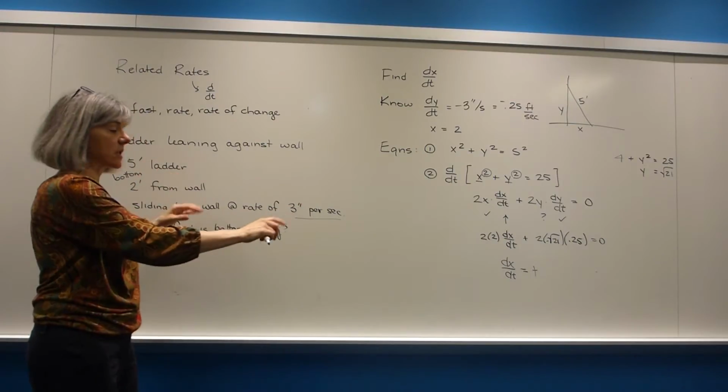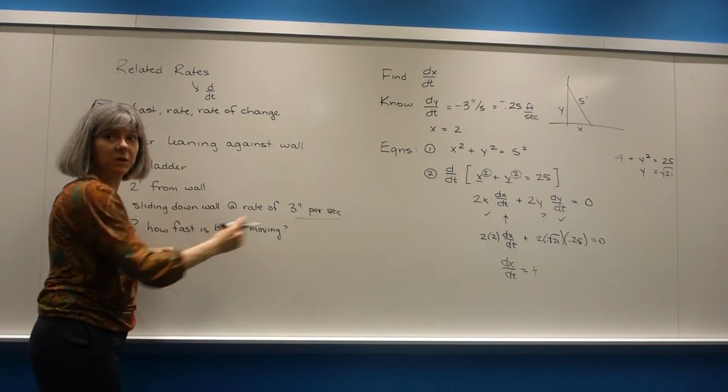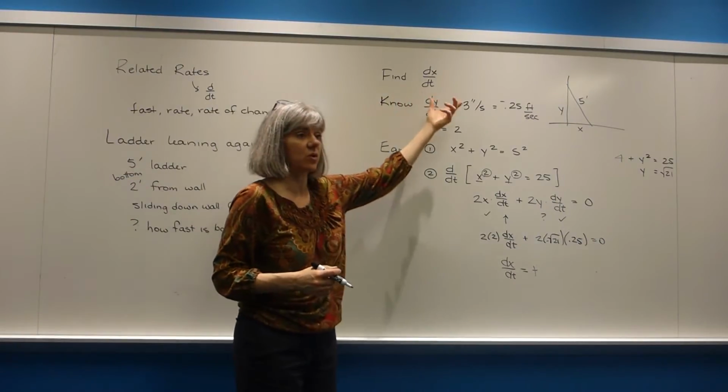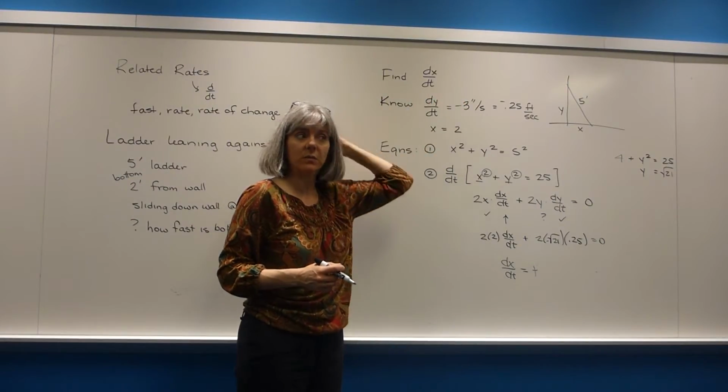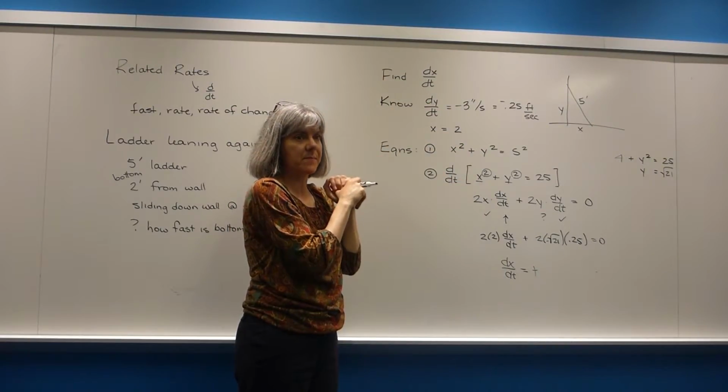So yeah, this is an important thing. When we say sliding down the wall, when you are identifying this given bit of information, you need to pay attention to that sliding down. That means if the quantity is decreasing, it's going to be negative. So that's important.